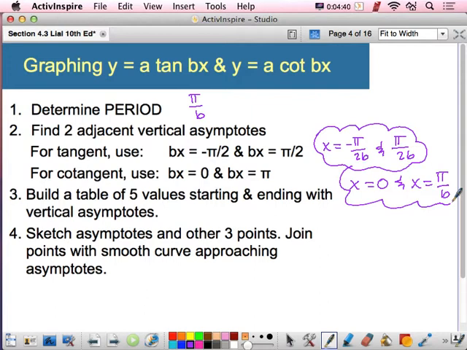Okay, after that we'll build a table of 5 values starting and ending with those vertical asymptotes. Unfortunately, or I should say fortunately, I don't know, cotangent still starts with 0, just like sine and cosine, but unfortunately, tangent doesn't. Tangent is the only one whose table will not start at 0. So you may want to make a note of that. The tangent table does not start at 0.